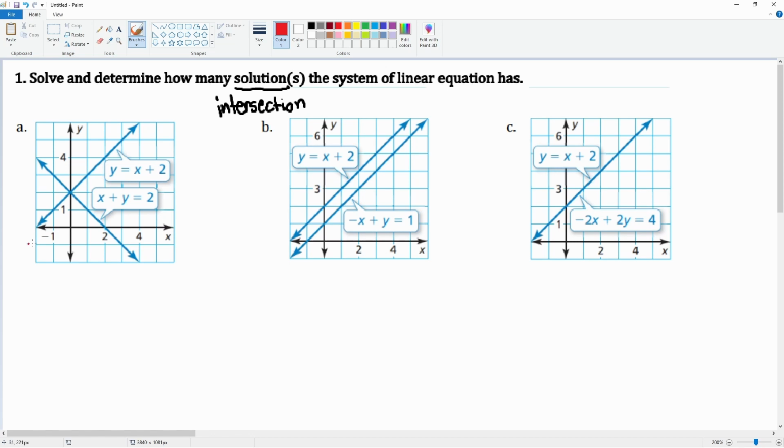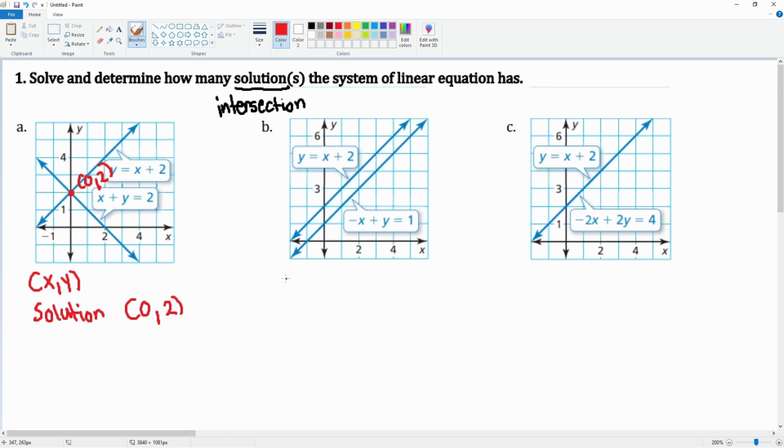If you take a look at the first one, for A, the intersection is at this point, and knowing the point is at x comma y, we can say that the solution for this system would be 0 comma 2, because that is that point of 0 comma 2.